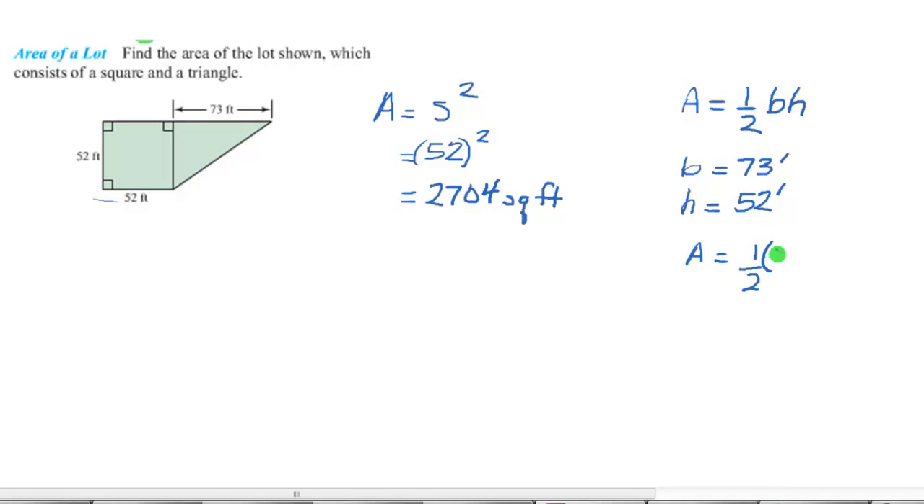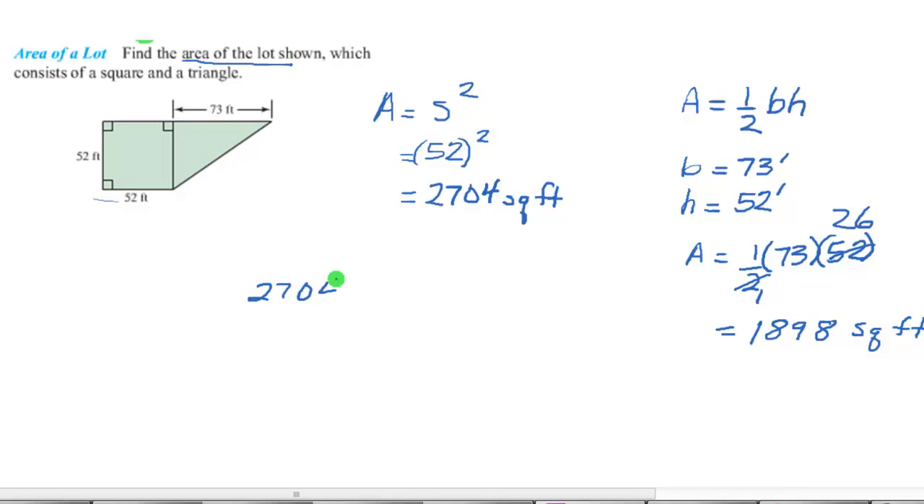And so area is 1/2 times 73 times 52. I'm going to reduce again like I did earlier, since I have two even numbers here. So the 2 goes into the 52 26 times. And then I'm going to multiply 73 times 26, and so we get 1,898 square feet for the area of the triangle.